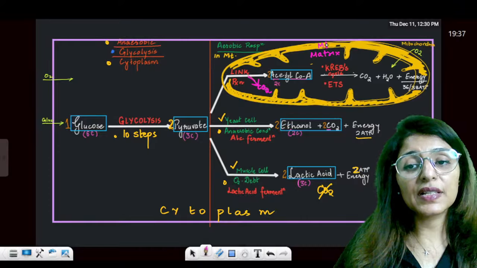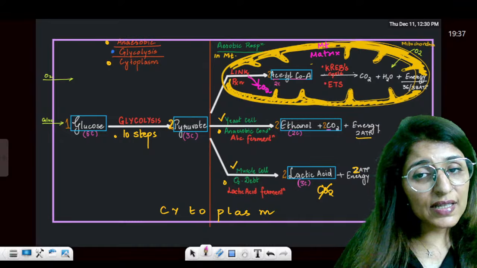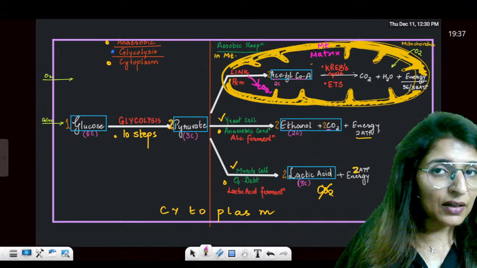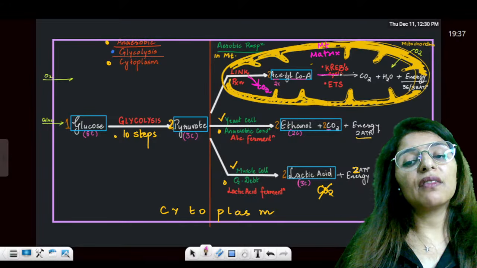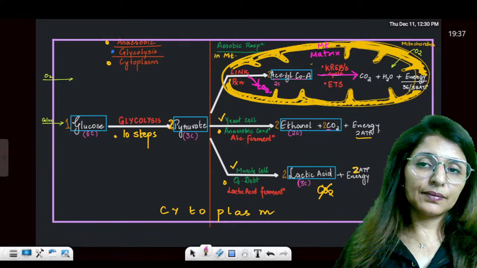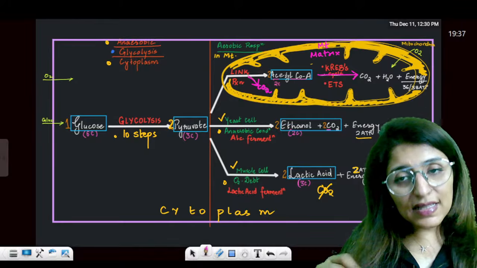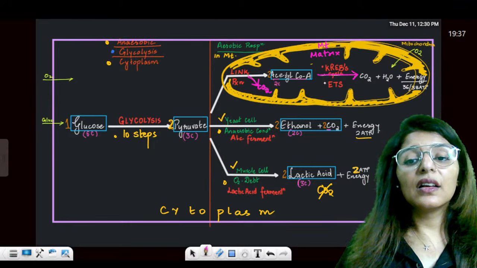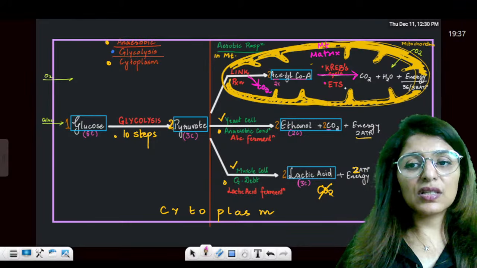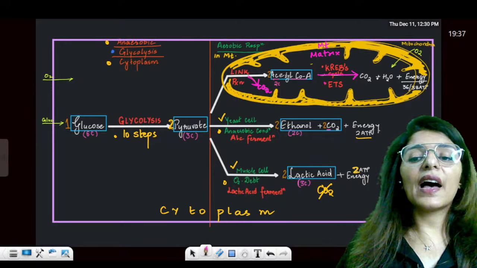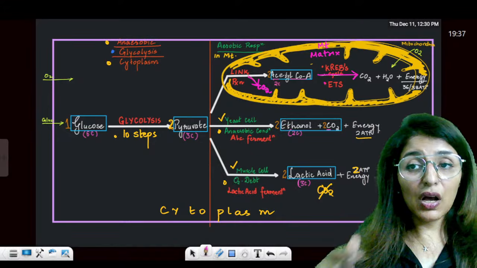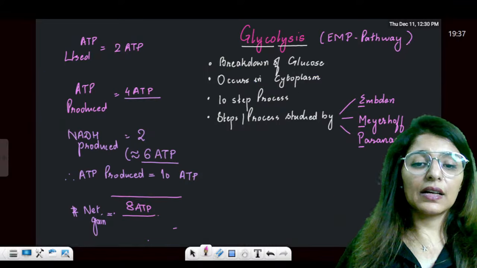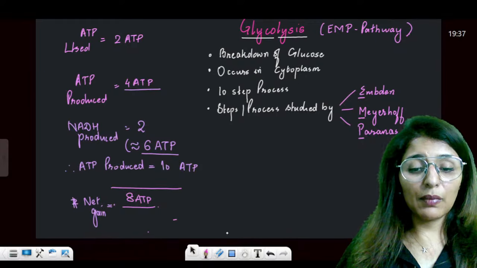Please tell me that these points are clear. Now, these 2 molecules of acetyl coenzyme A are produced, right? Each acetyl coenzyme A will enter the Krebs cycle, and after the Krebs cycle there will be the electron transport system also. As a result, we will have carbon dioxide plus water, and a lot of energy will be produced. Now, how this happens, let's see it one by one.